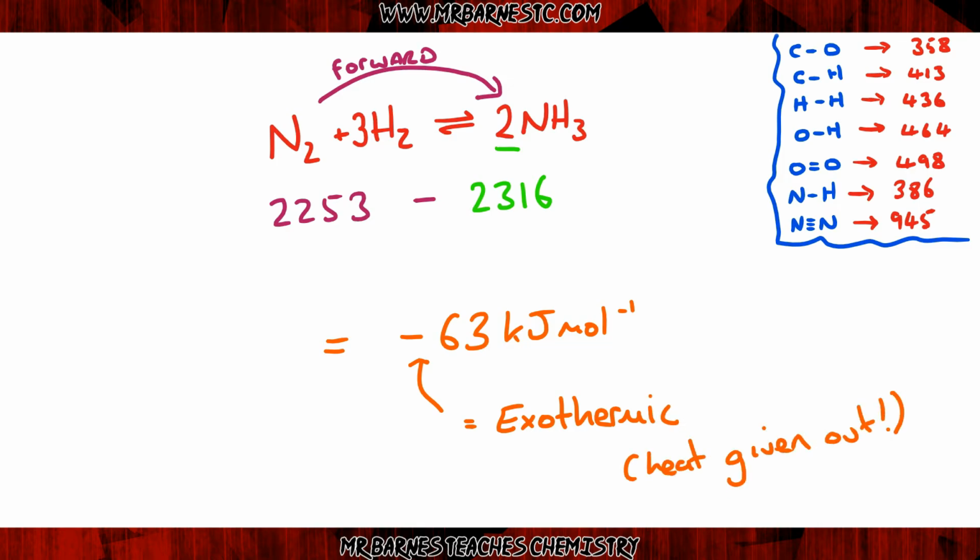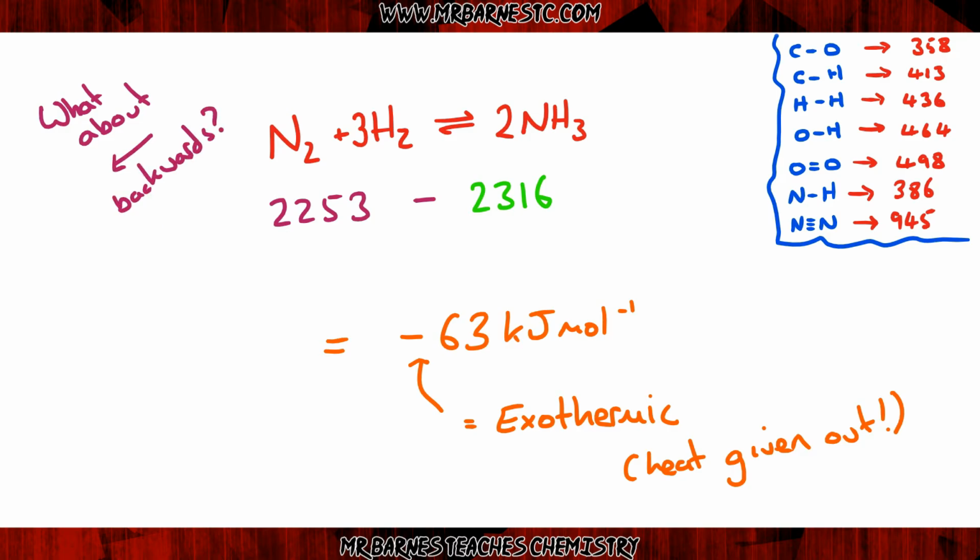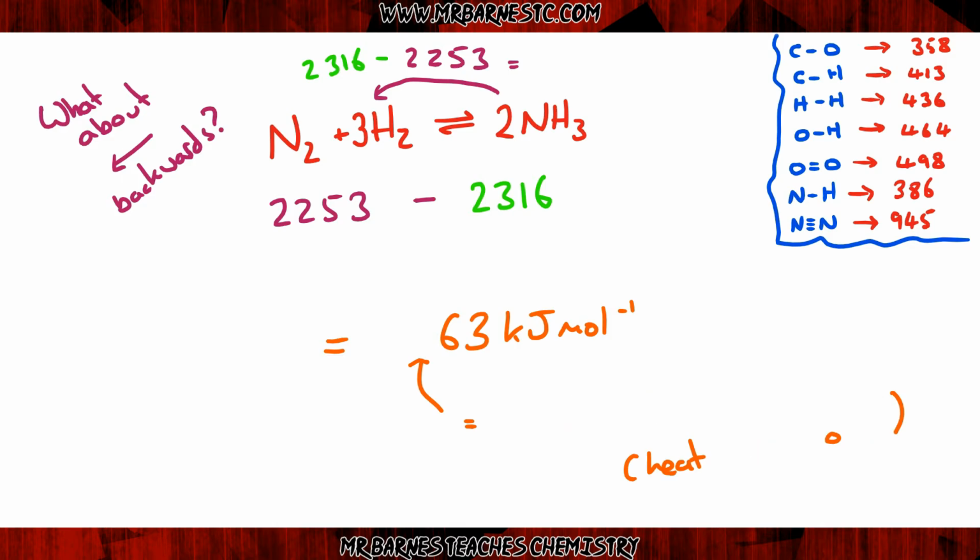If we wanted to look at the backwards reaction, however, I don't need to recalculate the energies. All I'd have to do this time is take 2,316 away from 2,253, and that would give me positive 63, showing that the backwards reaction in this case is endothermic. Heat has been taken in.